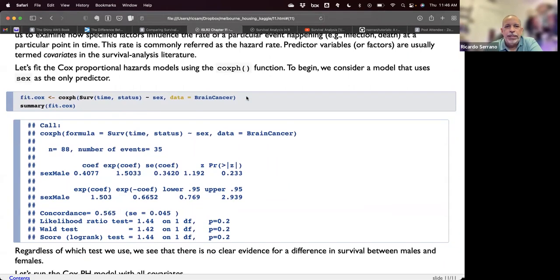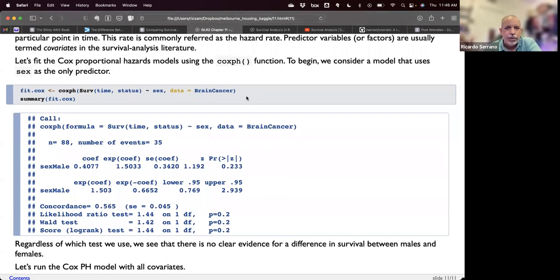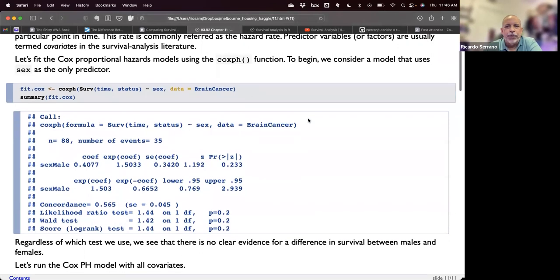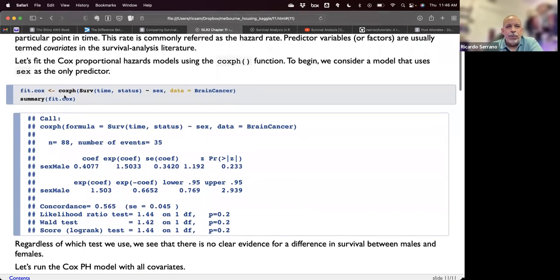The Cox PH gives you something like the LM or the GLM in general regression, and it does basically the same in terms of formulation. You have your Surv object, where we incorporate the time and the status. Then you have the covariate, which is gender. You have your data, and you have your function, which is the Cox PH.